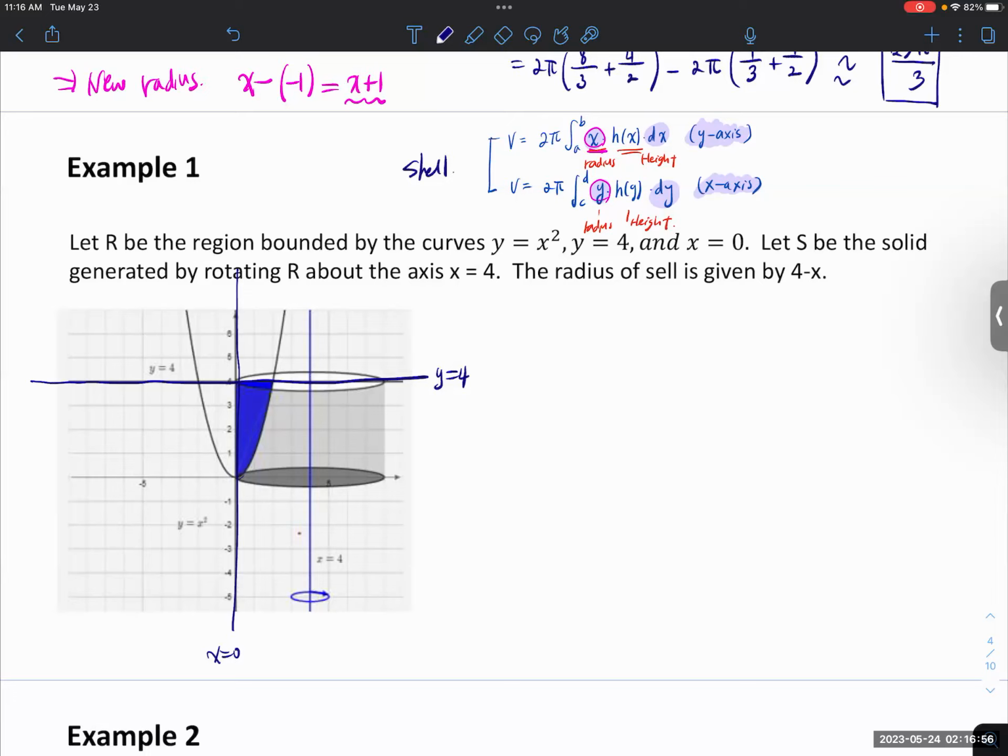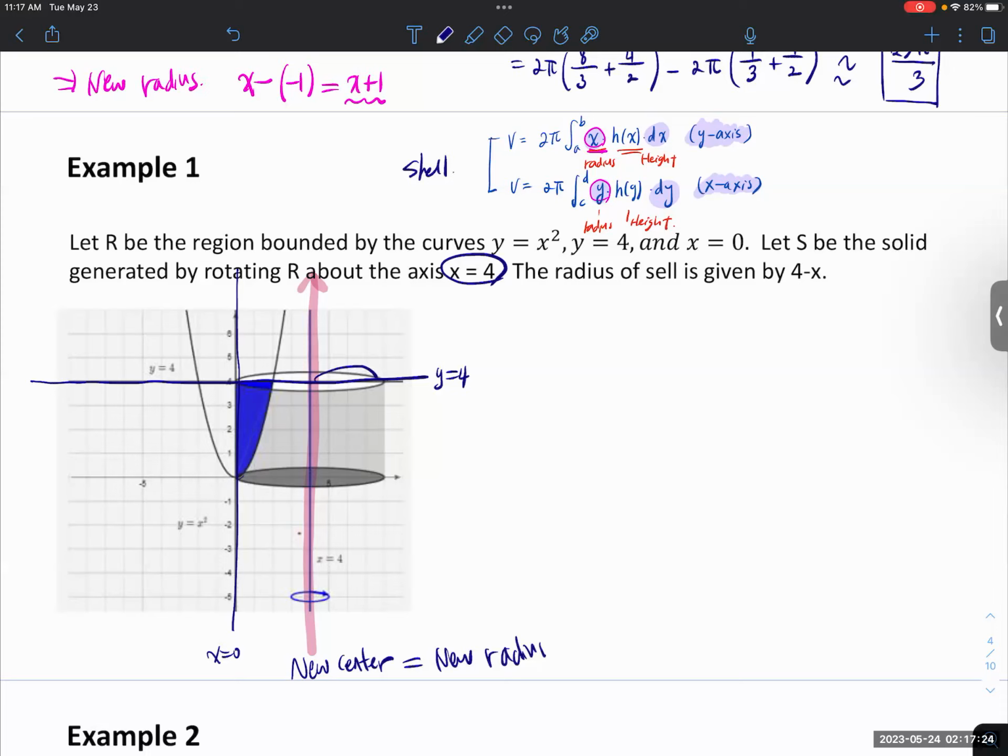Let S be the solid generated by rotating. Okay, they're rotating the function at x equal to 4 right there. So they're not rotating the function on the x-axis or y-axis. Therefore, you have a new center. This is a new center. That means you have a new radius. This is going to be the radius of the circle.